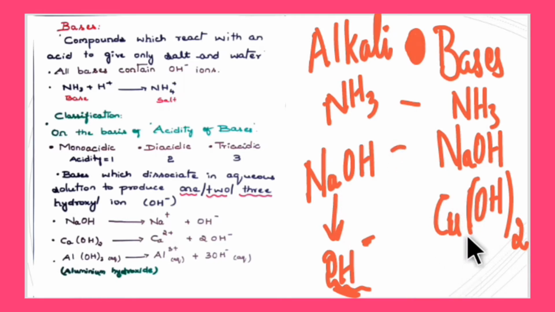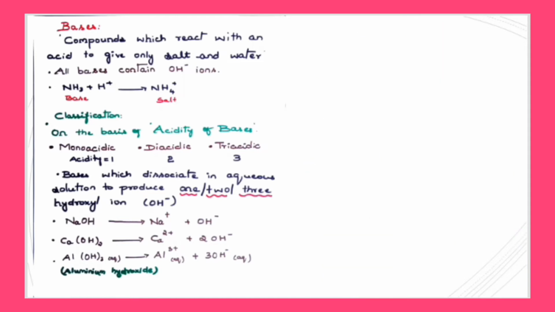Okay, so copper hydroxide is not an alkali because it does not dissolve in water and give OH minus ions. So this is the main difference between alkali and bases. Sometimes, if it is a descriptive type question, they may ask for the difference, or ask you to identify it in the exams. Next, we shall move to the classification of bases.